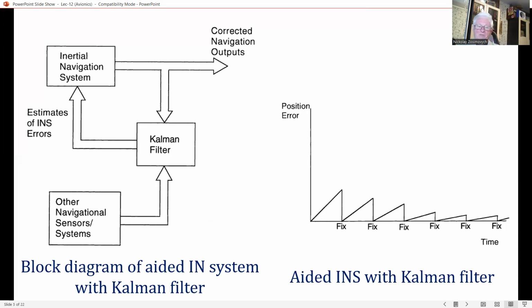In this case, the resulting error propagation using a Kalman filter to estimate and correct the INS error follows the pattern shown in the right part, a substantial improvement. An accurate velocity reference system, such as a Doppler radar velocity sensor, can also be used in conjunction with a Kalman filter to estimate and correct the INS error.